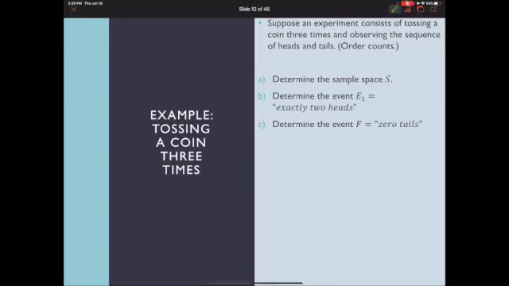Now let's suppose an experiment consists of tossing a coin 3 times and observing the sequence of heads and tails. Since I want to observe the sequence, that tells me that order counts. So the first thing I want to do is determine my sample space. We're going to write this out in green. So what's my sample space?